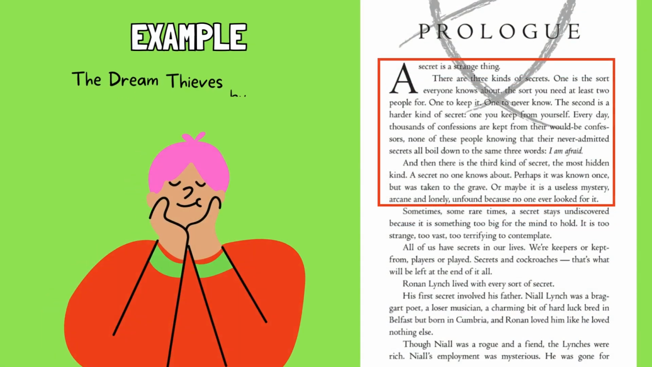Take a look at this example prologue from The Dream Thieves, the second book in the Raven Cycle series by Maggie Stiefvater. This prologue grabs the reader in the first lines by introducing the idea of 3 different kinds of secrets. This piques our interest because it makes us wonder what these secrets are and how they might play out in the story. It's like the author is whispering a hidden world exists, and we want the key to unlock it.